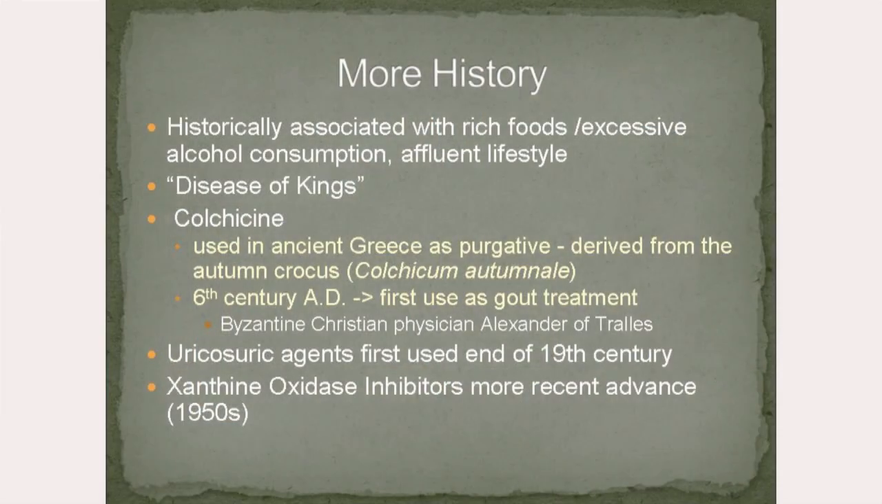Throughout time, it's only more recently that we've discovered the medications that we typically use to prevent gout flares, that is to lower the uric acid level, which we call uricosuric agents, and xanthine oxidase inhibitors are much more recent advances. Where does that action take place, in the liver? Which one? Xanthine oxidase? It takes place basically in all cells of the body. Any cells that are actively metabolizing have the process that requires xanthine oxidase.